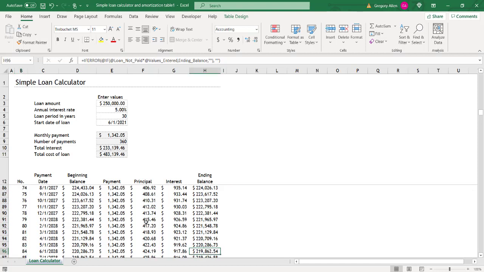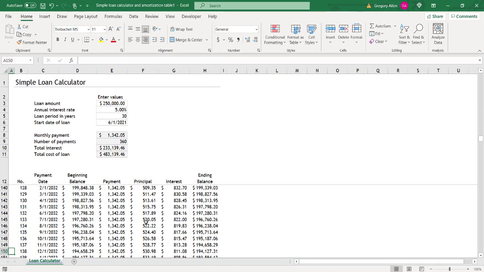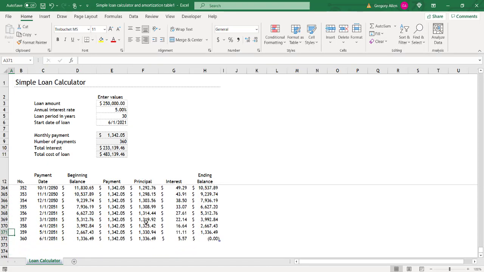If we go down to the end here, I went way too far. If I go all the way down to the end, we get to row 360, and that is our final result. After the 360th payment, the balance goes to 0.